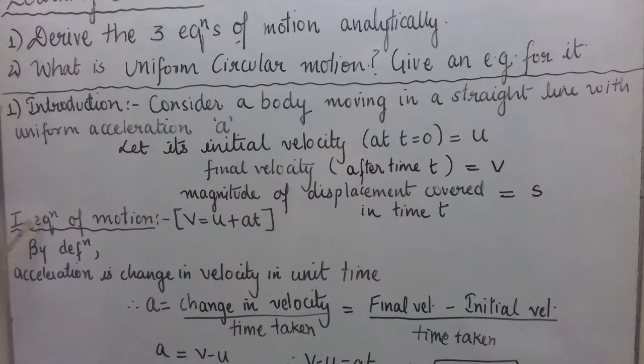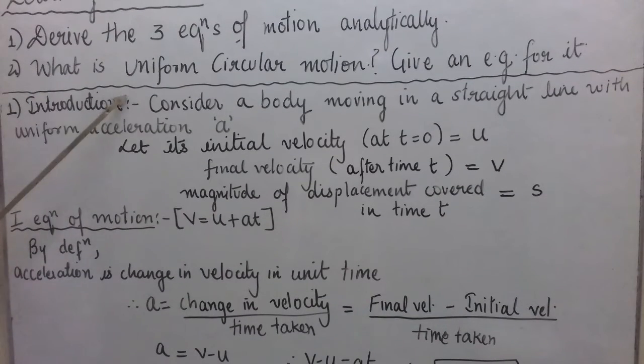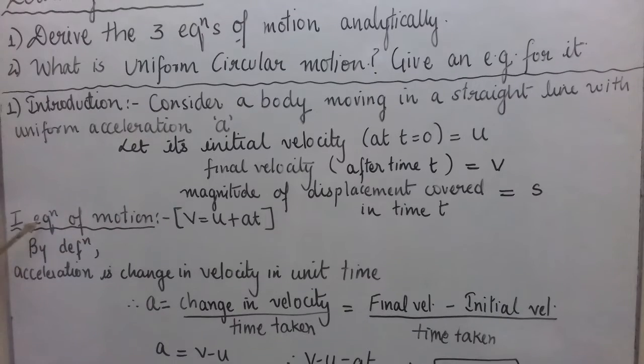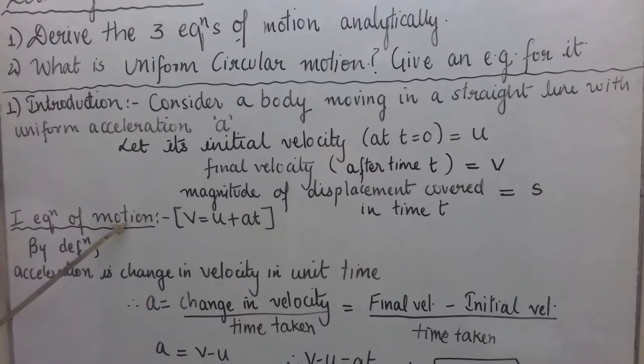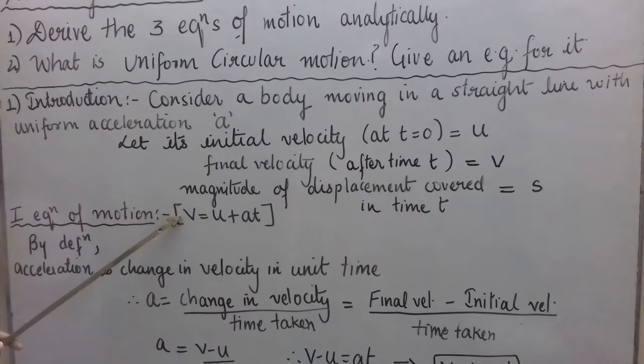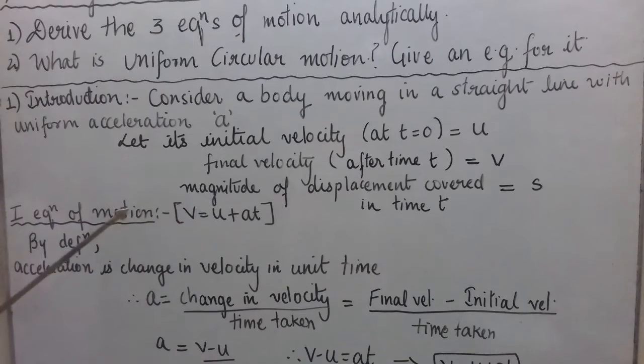Now, to derive the first equation of motion, this introduction part is common for all the three equations of motion. We know that the first equation of motion is v is equal to u plus at, and it is also called the velocity-time relation. Now let us continue.